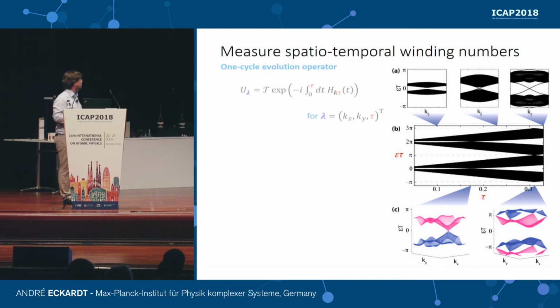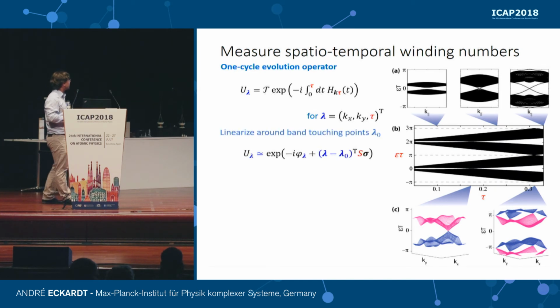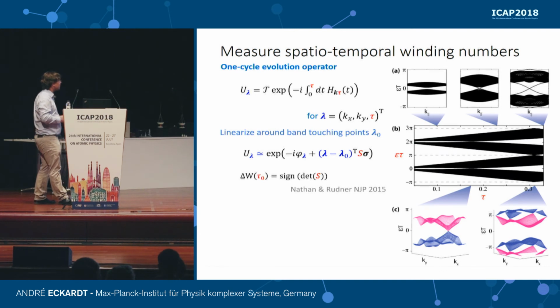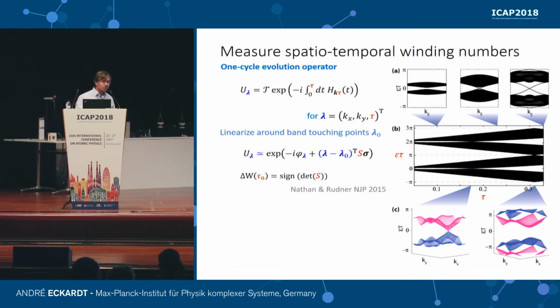And for this, we can employ the following strategy. So if you take the one-cycle evolution operator, you can parameterize it versus kx, ky, and tau in this vector lambda, and then you can linearize it around the band touching point. And this gives rise to this matrix S here, and it has been shown by Nathan and Rudner in the context of phase bands, which is a theoretical concept, a different way of interpolating between different bands, that the change of the winding number is given by the sign of this determinant. And this is a very robust quantity. So it can easily be measured.